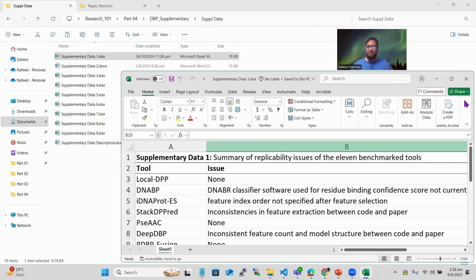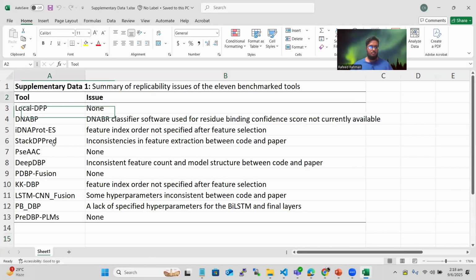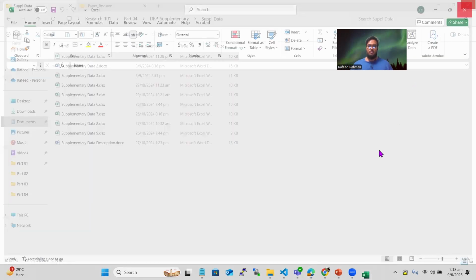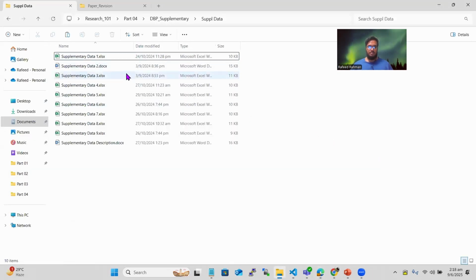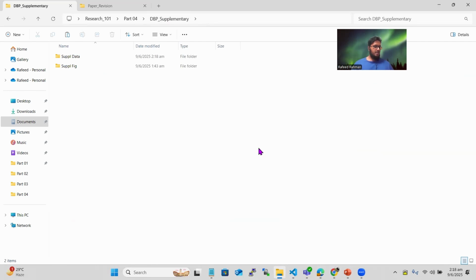Here you can see that I've talked about different tools and their issues, the replicability issues. You can also provide your supplementary data as Excel files, and it is actually very important to provide them as Excel files if they contain a lot of numbers. You don't want to put all those numbers in a PDF. It's very hard to work with those numbers in that case. So yeah, that's all about the supplementary data and figures.